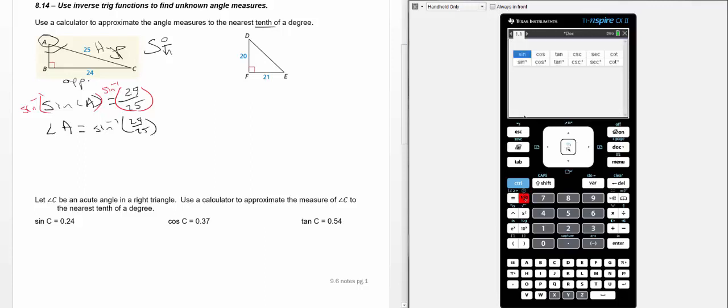I'm going to do trig, sine inverse, that's sine minus 1, and then I'm going to write the fraction 24 out of 25. I'll do control divide, 24 on top and 25 on the bottom, and hit enter. In degrees, the angle whose sine ratio is 24 to 25 is 73.7398, or to the nearest tenth of a degree, 73.7.